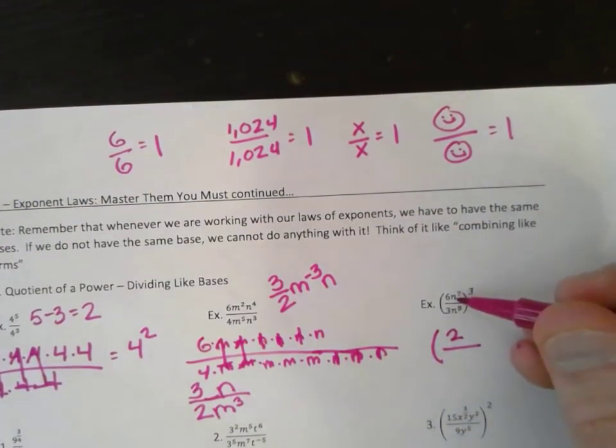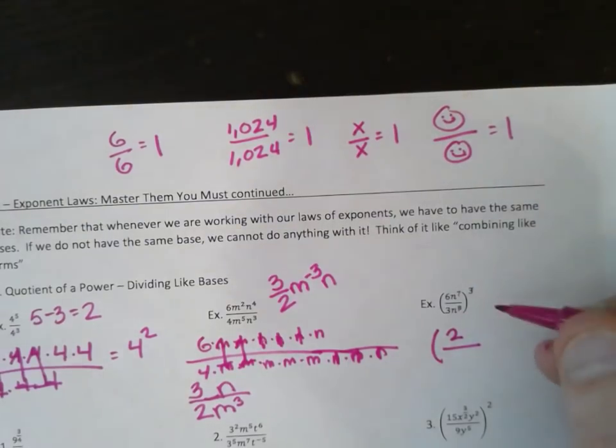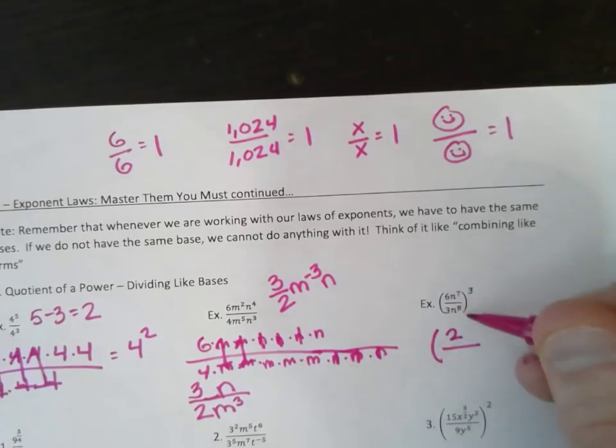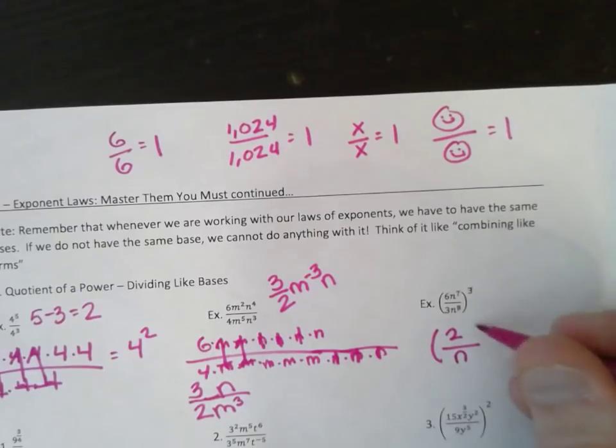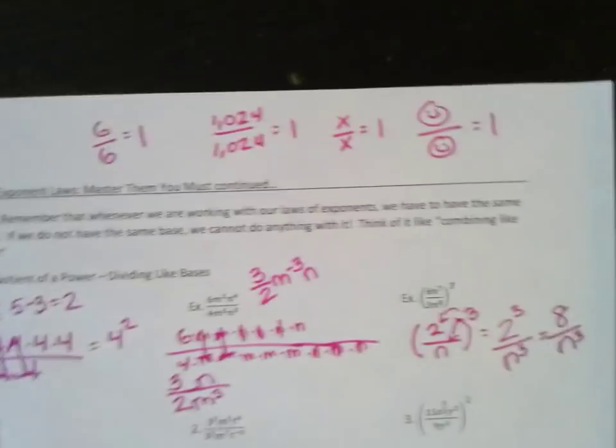I have 7 n's in my numerator. I have 8 n's in my denominator. So if I think about it, all 7 of these will go away. 7 of these will go away. How many do I have left over? I have 1. Now, if I bring this 3 in, it's going to be 2 cubed over n cubed, and we know 2 cubed is just 8. So my answer is 8 over n cubed.